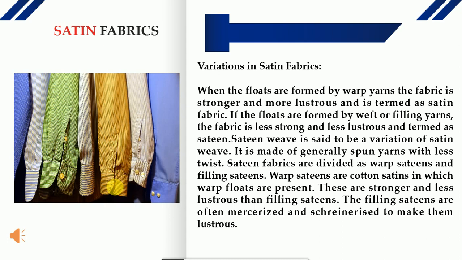It is made of generally spun yarns with less twist. Sateen fabrics are divided as warp sateens and filling sateens. Warp sateens are cotton satins in which warp floats are present. These are stronger and less lustrous than filling sateens. The filling sateens are often mercerized and sanforized to make them lustrous.